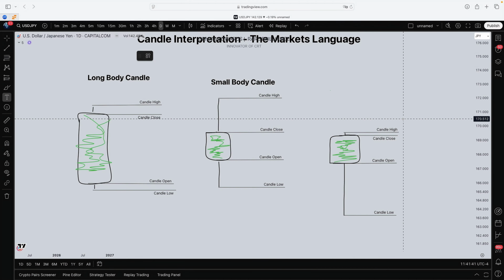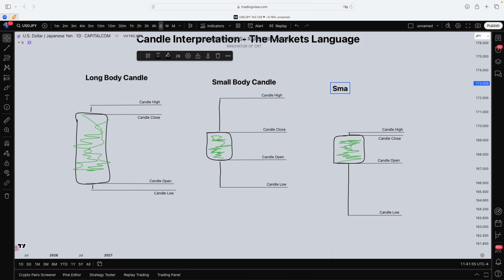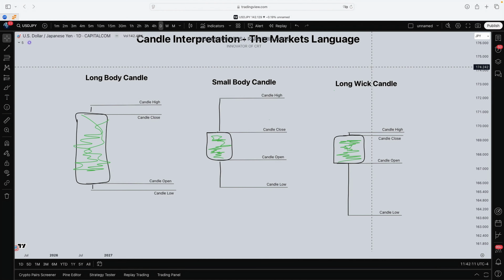Now, but I forgot to draw out the candle, so let me just do that. Let me follow this. Here you go. This is a very clean visual of the way to interpret generally the most frequent types of candles there are. You don't really get any other candle formations outside of these. You might get something in between, but they will generally represent the strength of a long body candle, a small body candle, or a long wick candle.